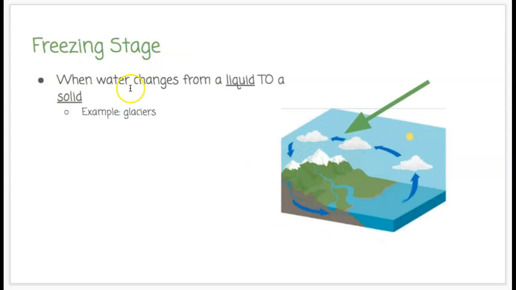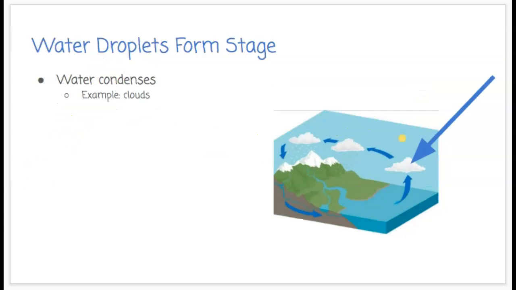Then we have the freezing stage, when water changes from a liquid to a solid. And you can see here, these clouds with rain are changing to snow. The higher the altitude, or the higher the clouds get in the air, the colder it is. And that's where we find our freezing stage. Then we have the water droplets forming stage, where water condenses. So you have water that evaporated up, and now it's condensing. It's cooler up there, so it condenses, forming into water droplets that come together to form clouds.